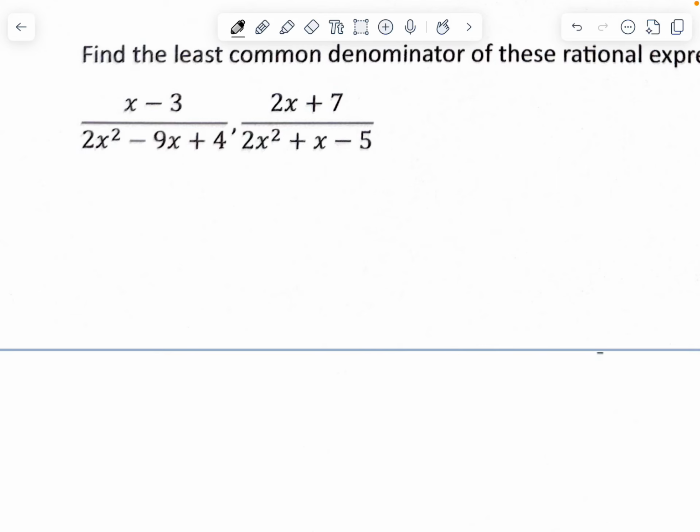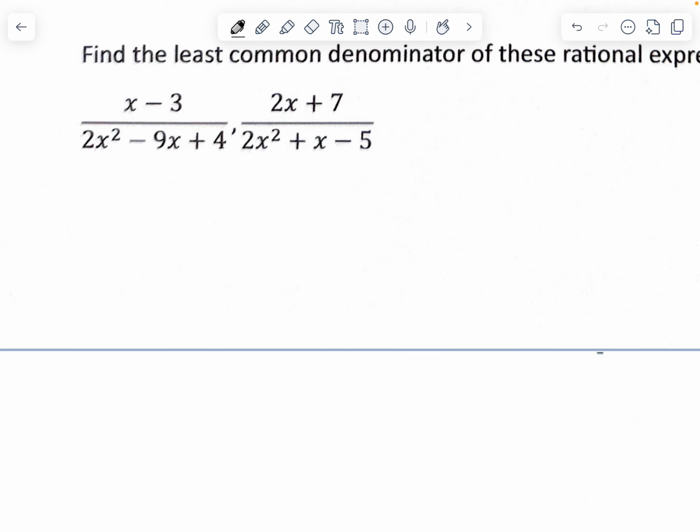Good morning. So now we are going to do questions 7 through 13 on the review. Question 7 says to find the least common denominator of these rational expressions. Alright, so how you do that for these is they have polynomials on the bottom of the second degree, so you're going to need to factor them.